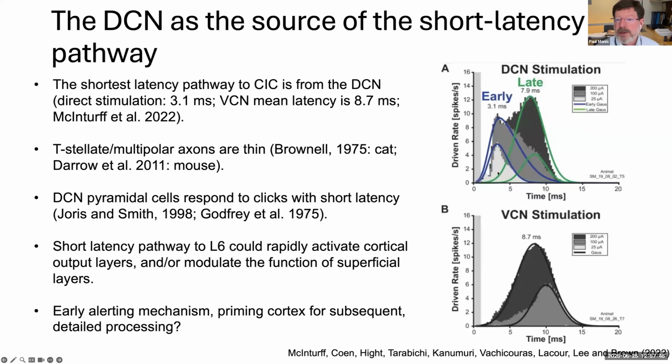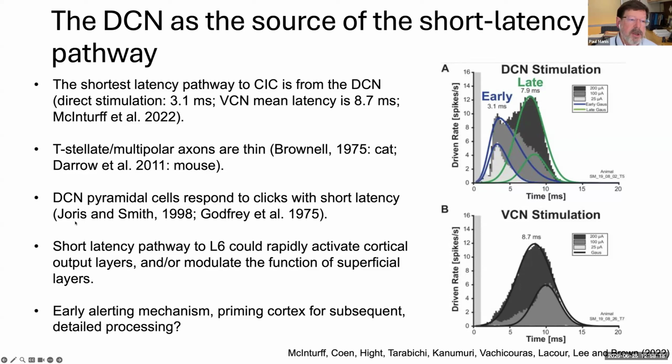And with the lowest stimulus level, almost all the recorded cells had fairly short latencies. It's only at the higher levels that you see longer latencies. T-stellate cell multipolar axons are thin, so the T-stellate cells are actually not as likely to produce a short latency response as to contribute to the long latency response. And that's consistent with what happens with VCN stimulation, where you almost see exclusively long latency responses in the inferior colliculus. DCN pyramidal cells also respond to clicks, and they have a fairly short latency.